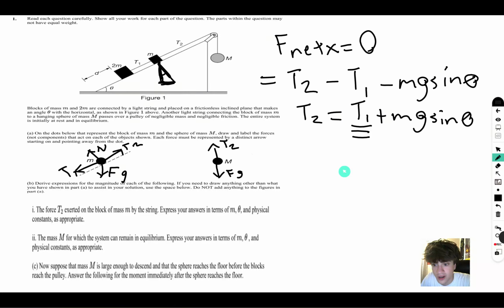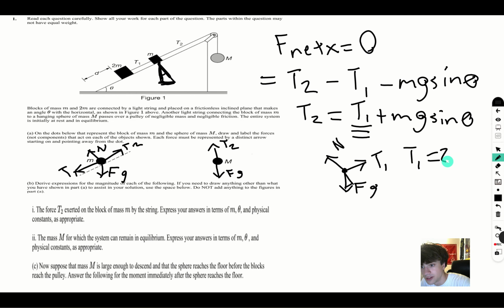So let's draw a free body diagram for the block of mass 2m. Here we go. We're going to have T1 acting upwards. We're going to have the gravitational force going straight down, and we're going to have the normal force once again. Now in this case we want to solve for T1, so we're going to look at the horizontal forces. Here T1 is going to be equal to the only other horizontal force, which is the horizontal component of gravity, which is mg sine theta, but keep in mind that since there's a 2m here, it's going to be 2mg sine theta.